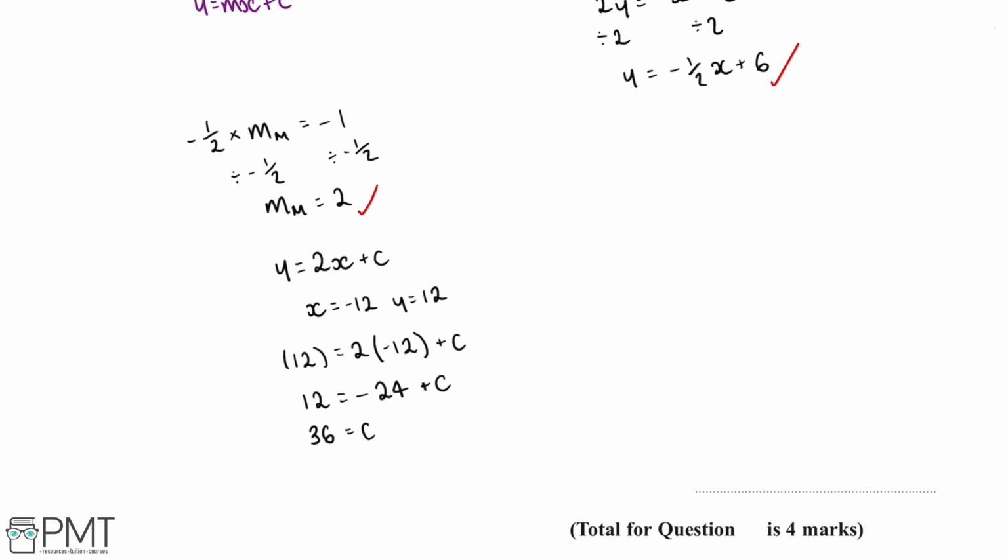And we can now substitute this again back into the equation, and this tells us that the equation of line M is y equals 2x plus 36. And we'll get our final 2 marks for using the correct workings to reach an answer.